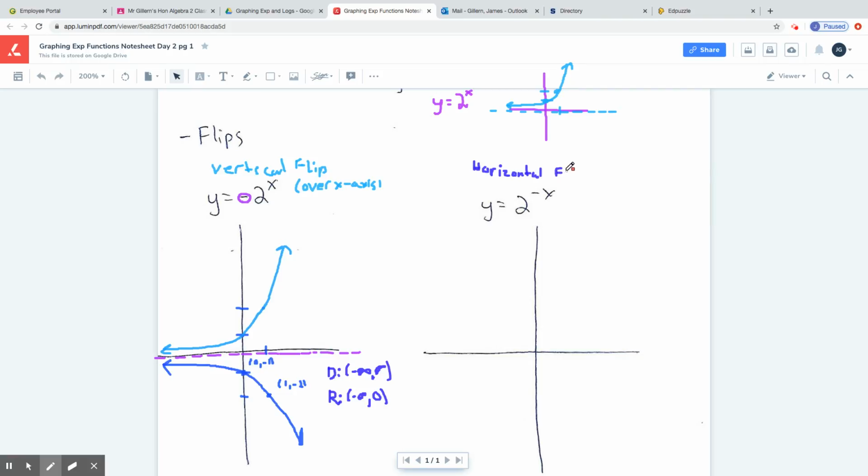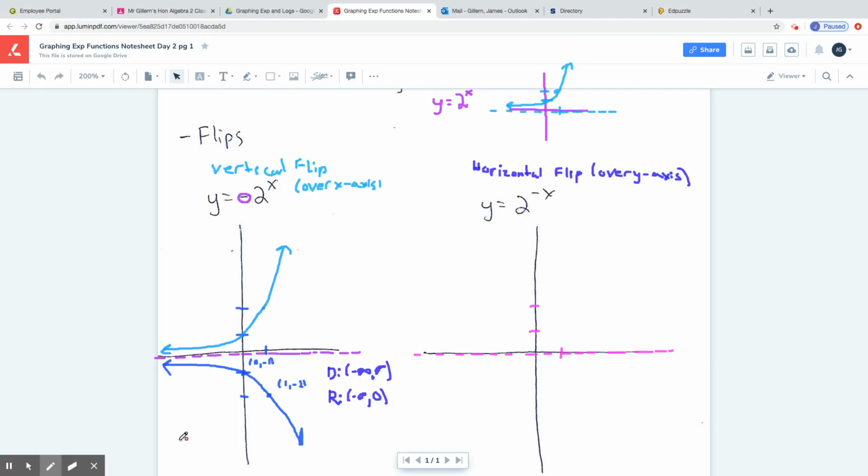Okay, and you could probably guess that a horizontal flip, if a vertical flip we flip over the x-axis, a horizontal flip we flip over the y-axis. All right, so what's that going to look like? There's nothing here, right? There's no other numbers in here. So if we set this equal to 0, it's still 0. We're not shifting it left or right, and there's no number here, so it's not getting slid or shifted up or down. So the horizontal asymptote is still going to be at 0.